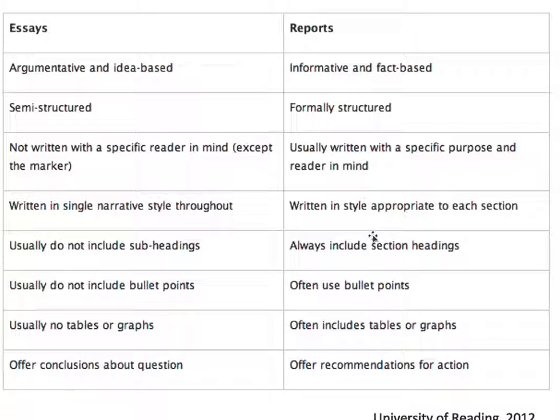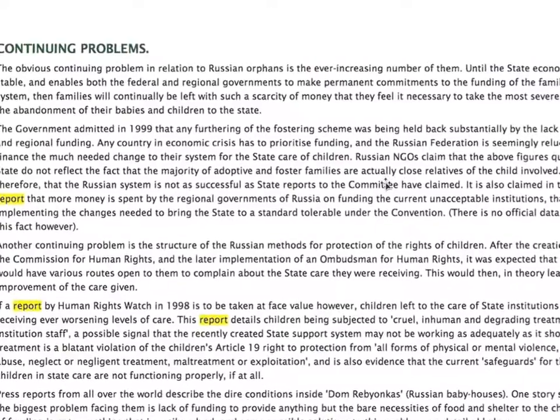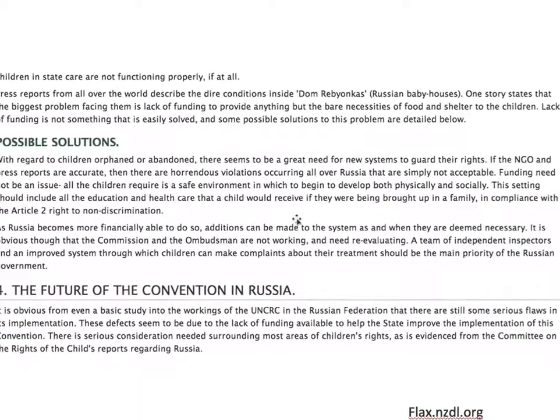An essay is about arguments and conclusions about a question, and a report is facts and information. It has a formal style, and makes recommendations based on that factual information. So they're different genres. This is an example of an academic report, and it shows you that there's a section on problems followed by solutions.